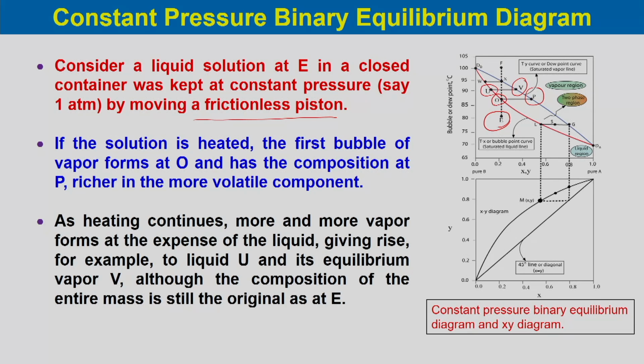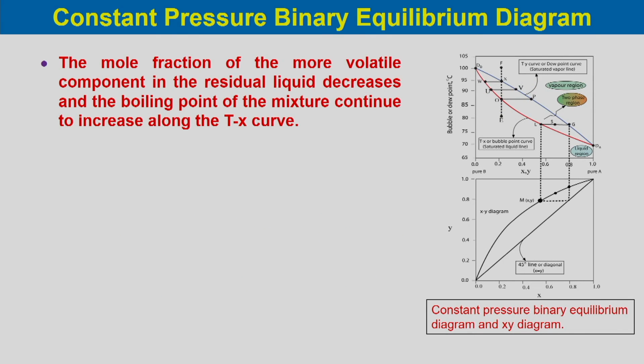Now, the mole fraction of the more volatile component in the residual liquid decreases, and the boiling point of the mixture continues to increase along the line. So, along this TX curve, its boiling point gradually increases.